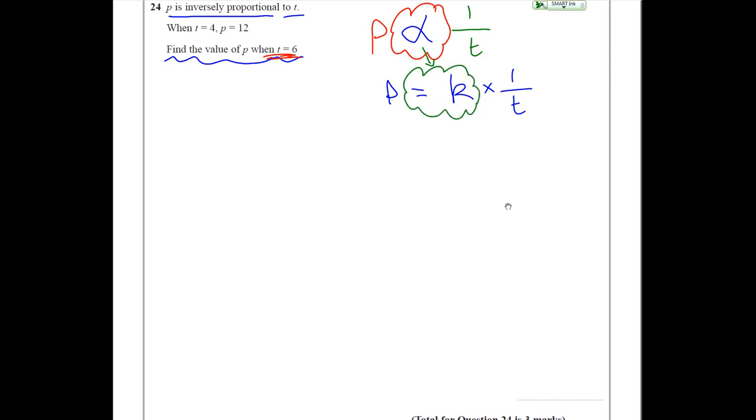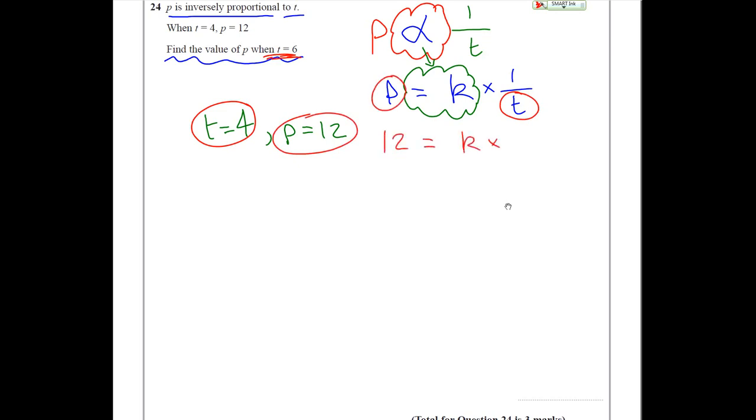Okay? When T is 4, P equals 12. So let's do a substitution question now. We're going to put T as 4 into here and P as 12 into here. So 12 equals k, which is what we don't know yet, times 1 over 4. We need to get k to find out what it is, so we need to get rid of this quarter by timesing by 4. 12 times by 4 is 48, so that's k.